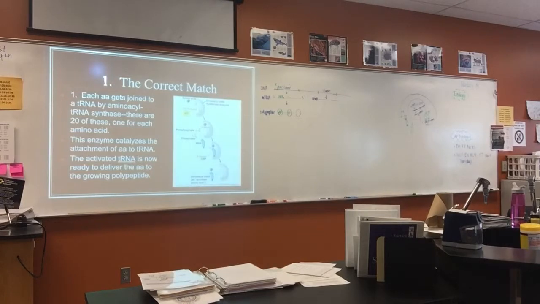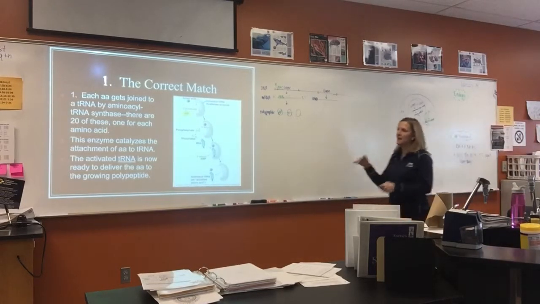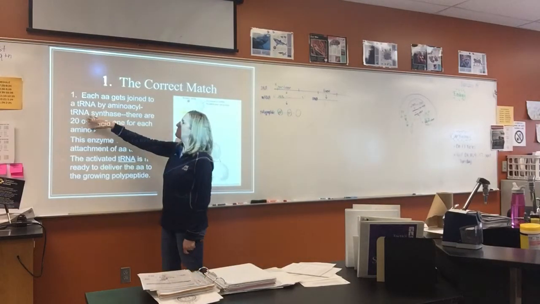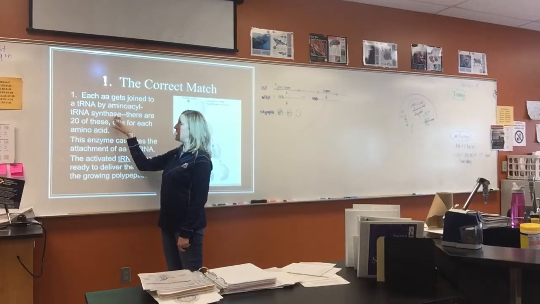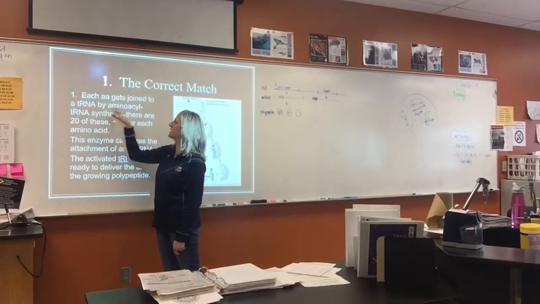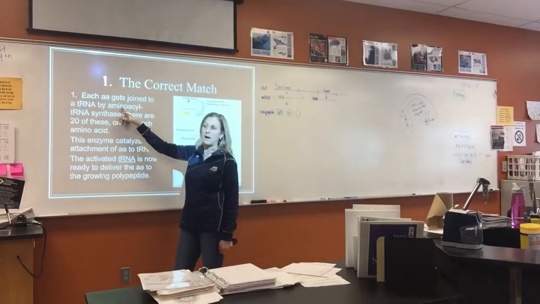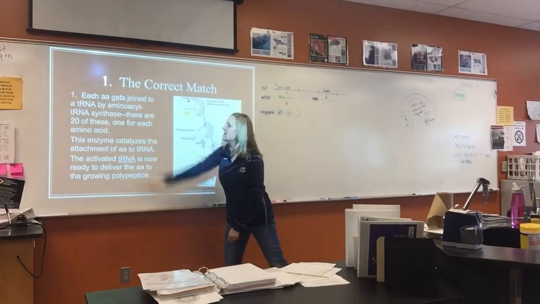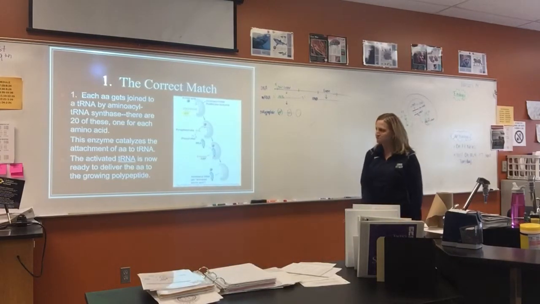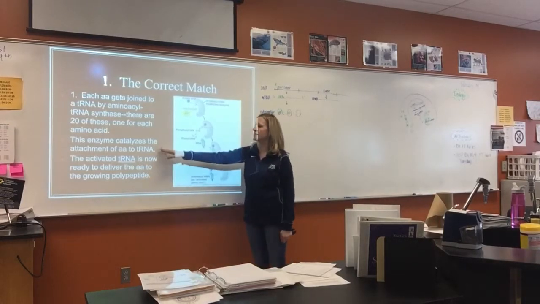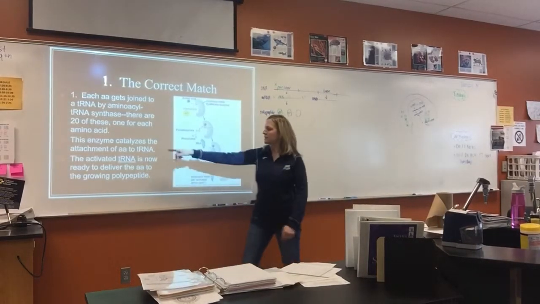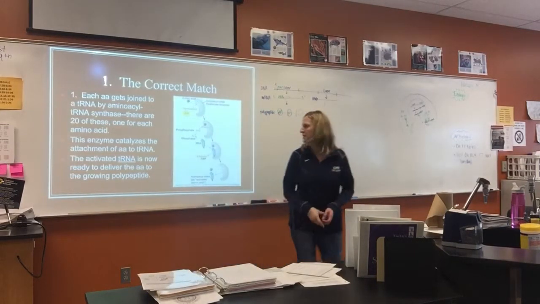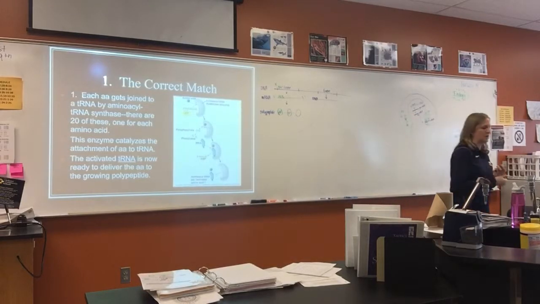So each amino acid gets joined to a tRNA by an enzyme. You do not need to memorize the name of this enzyme, aminoacyl tRNA synthetase. But synthase makes something. It's an enzyme. What is it making? It's making a tRNA molecule bound to an amino acid. There are 20 of these, one for each amino acid. Each enzyme catalyzes the attachment of the amino acid to tRNA. This was a typo, you have to fix this. The activated, instead of amino acid, it should be tRNA, is now ready to deliver the amino acid to the growing polypeptide chain.